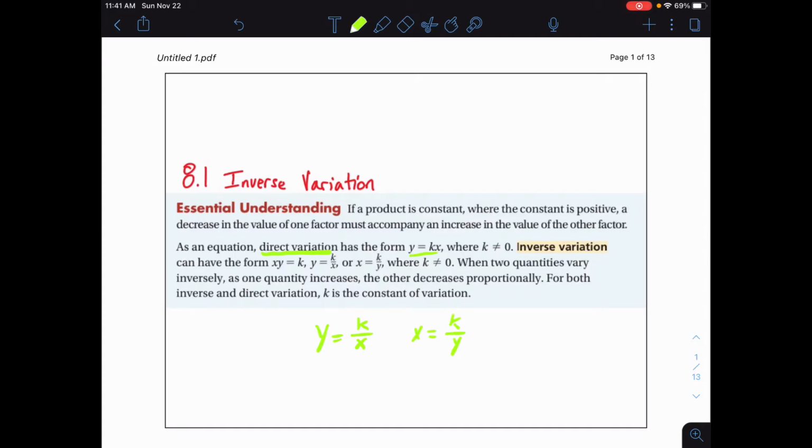Or if you're trying to solve for k by itself, it's k equals x times y, where k is your constant of variation. To remember, when we talked about direct variation, that meant when one was increasing, the other was increasing, and so on. They had a direct relationship. With inverse variation, when one quantity is increasing, the other is decreasing proportionally. So just keep that in mind. Direct, they were doing the same thing. Inverse, they're doing opposite things, increasing and decreasing proportionally.